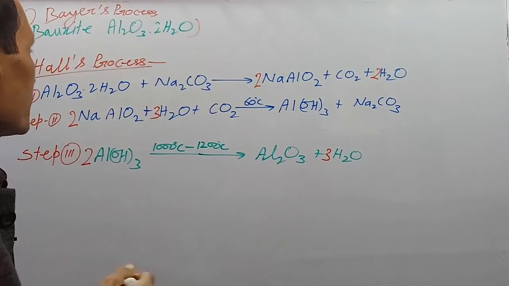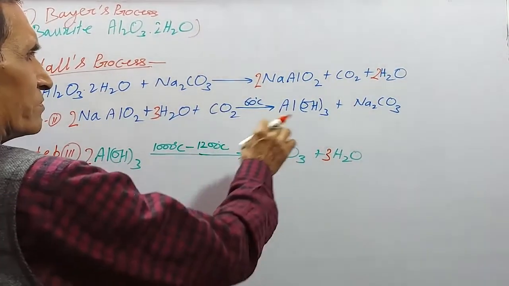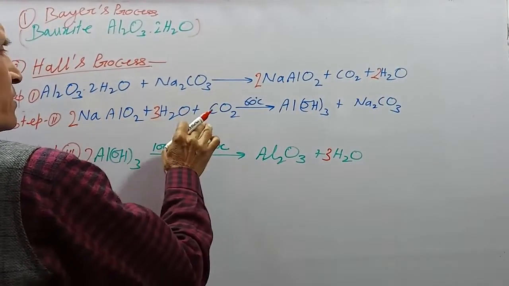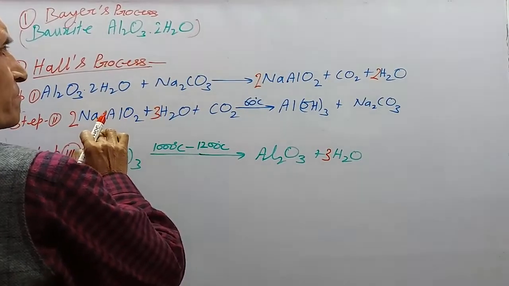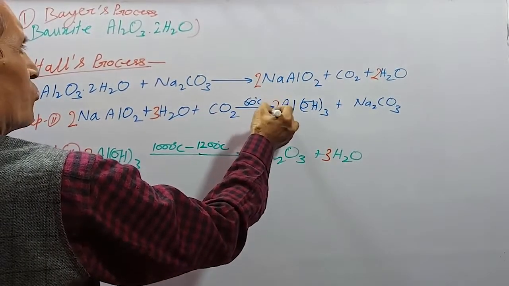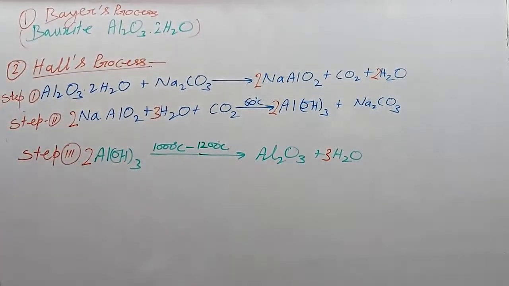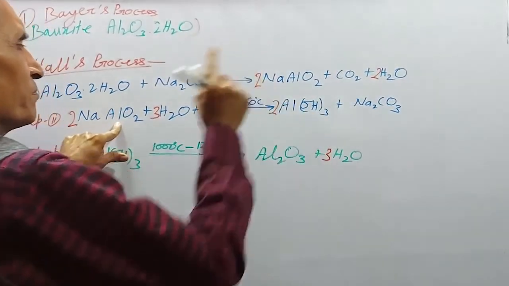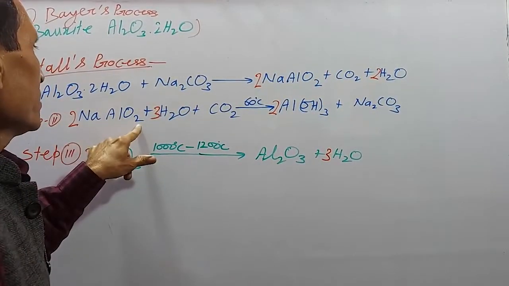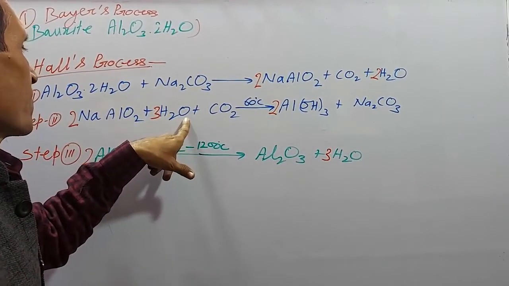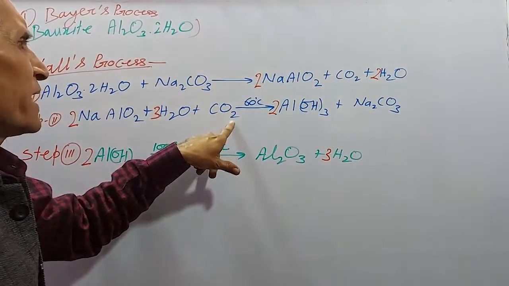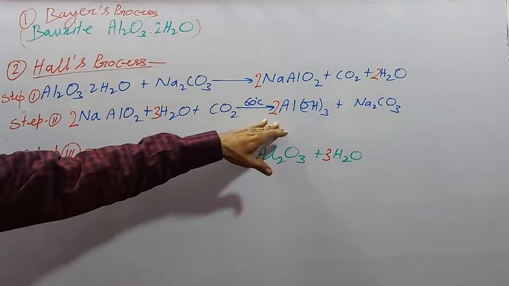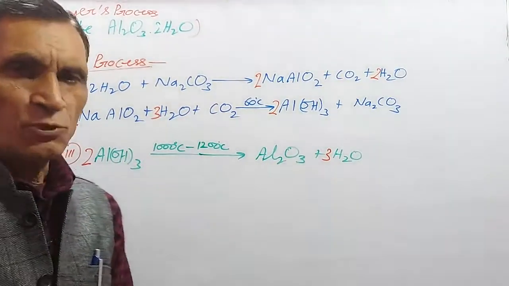Now for this we can check the balancing, Na2CO3, and again we can write here 2Al(OH)3. Then oxygen check, 2 sodium, 2 aluminium, balancing you will check in examination, and oxygen 4 plus 3, 7 plus 2, 9, and carbon 1. Now this aluminium hydroxide on igniting produces pure alumina.